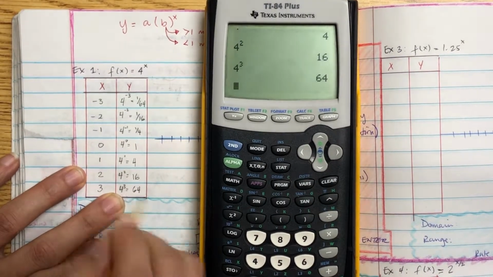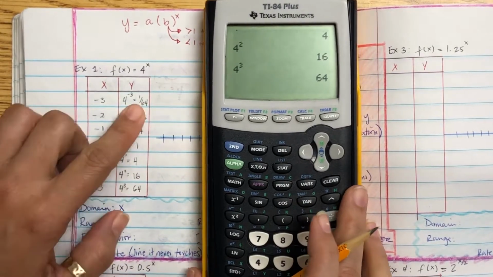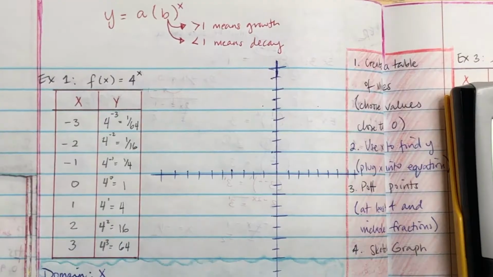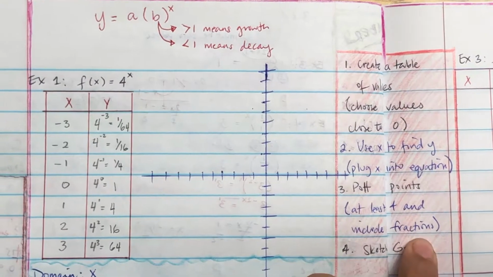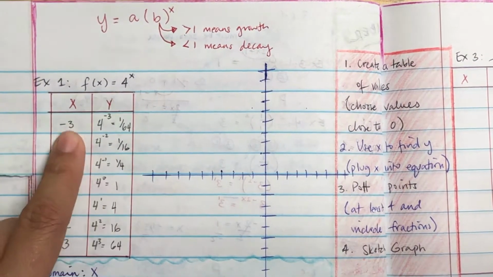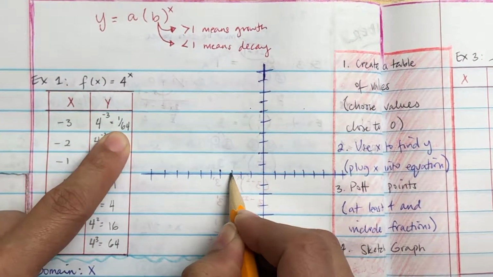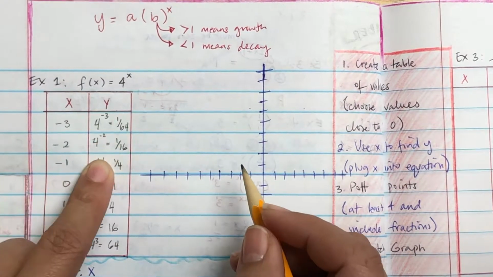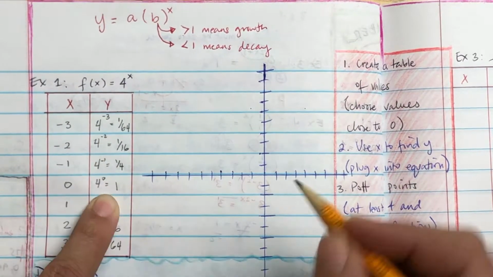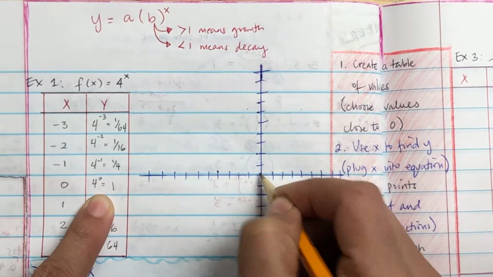Once you get your y values, you're going to plot those points, and you want to plot at least 4 points, okay? And I'm going to pick the point size that matches, whatever is easy. So let's try -3 and 1/64. It's going to be hard to plot, so I'm going to skip that, and let me do 0. 0, 1, that's it. So 0, 1.